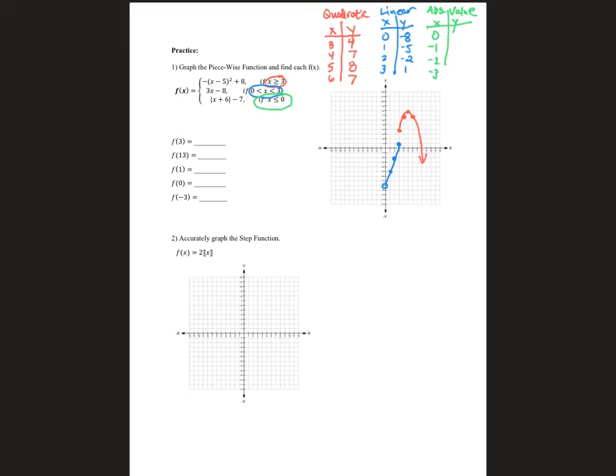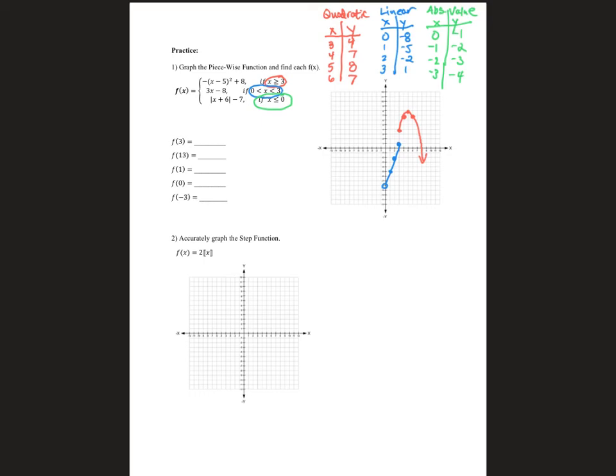Plug in 0. 0 plus 6 is 6. Absolute value of 6 is still 6. Minus 7 is negative 1. Negative 1 plus 6 is 5. 5 minus 7 is negative 2. Negative 2 plus 6 is 4. Absolute value of 4 is still 4. Minus 7 is negative 3. Negative 3 plus 6 is 3. Minus 7 is negative 4.